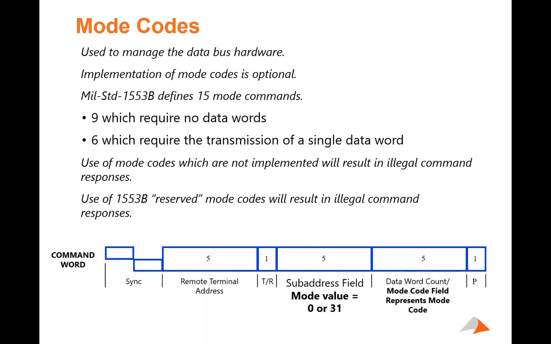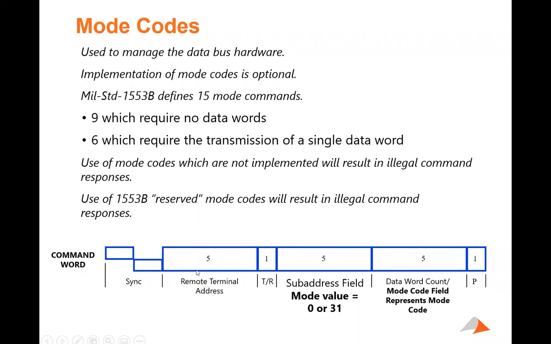When 1553 is used in its full robust mode, there are 15 mode commands, 9 of which require no data words, and 6 require the transmission of a single data word. That's just compartmentalizing all of that for us. Use of mode codes which are not implemented results in an illegal command response. And the use of reserved mode codes results in an illegal command response. So just a quick entry there on mode codes.